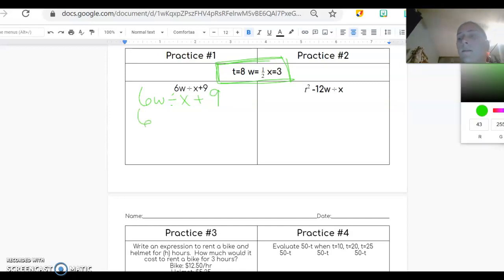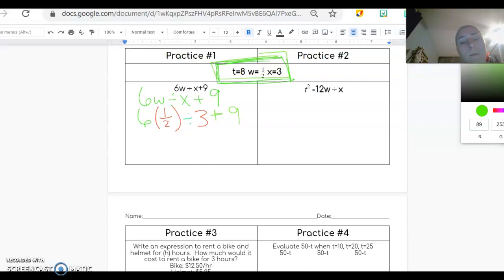So 6, and I also know that when I have a variable next to a number, we multiply. Divided by, our x is 3 plus 9. Okay, so I simply substituted my numbers in for the variables that they were represented up here. Okay, so now we're going to use order of operations to solve.